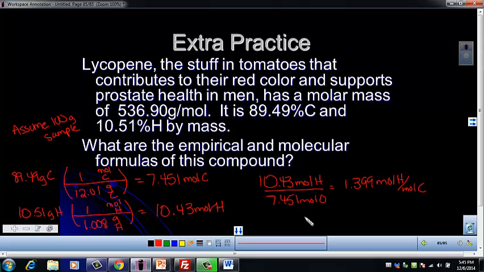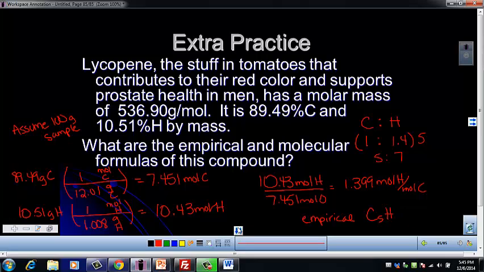So we would want to set up a ratio. We've got a ratio of carbon to hydrogen of 1 to 1.4. And we're going to multiply both of those by 5. So it's going to be 5 to 7. So our empirical formula is going to be C5H7.